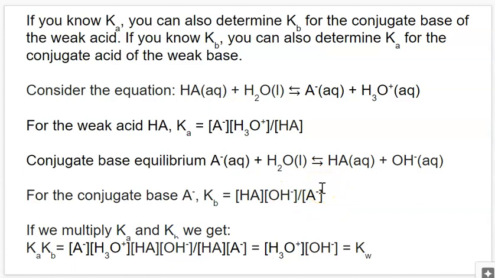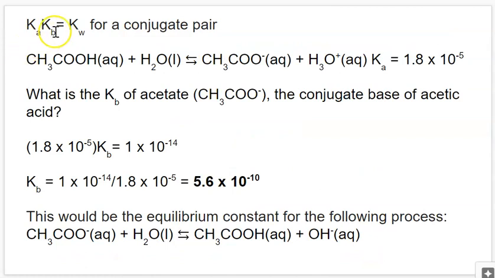Now, there's a cool math trick that we can do here. If I take Ka and Kb, both of these equilibrium expressions, and I multiply them by each other, so Ka times Kb, I end up with A minus times H3O plus times HA times OH minus over HA times A minus. The HA here and the HA here are going to cancel, and the A minus here and the A minus here are going to cancel. And what I'm left with is just H3O plus and OH minus, aka H plus times OH minus, which we know equals Kw. So that tells us that Ka times Kb is going to be equal to Kw for a conjugate pair.